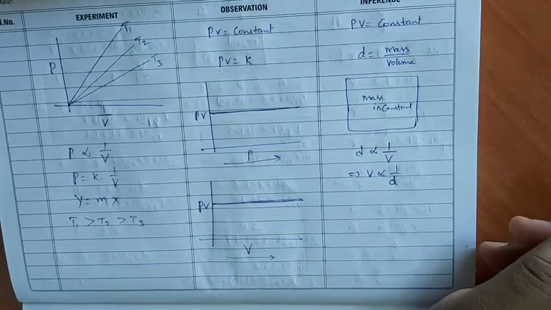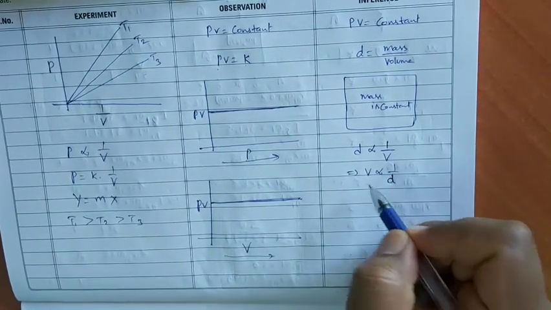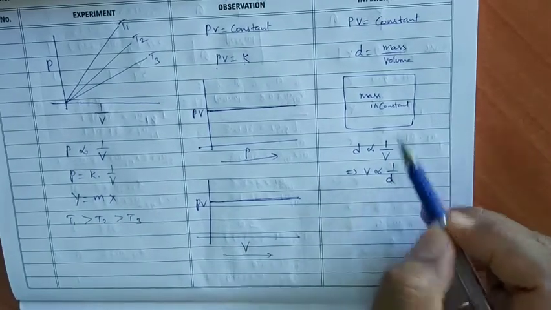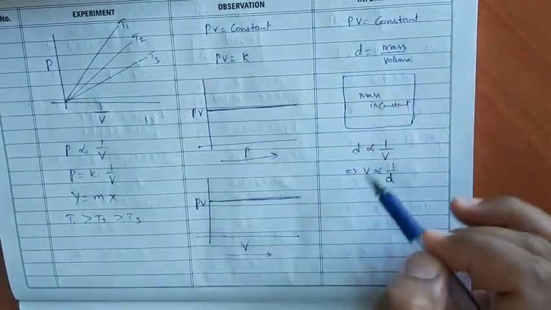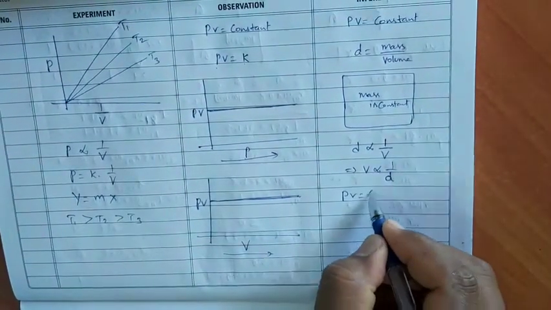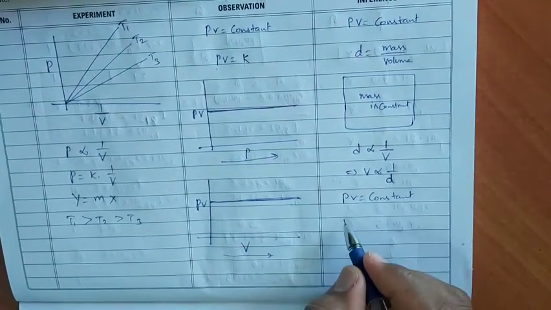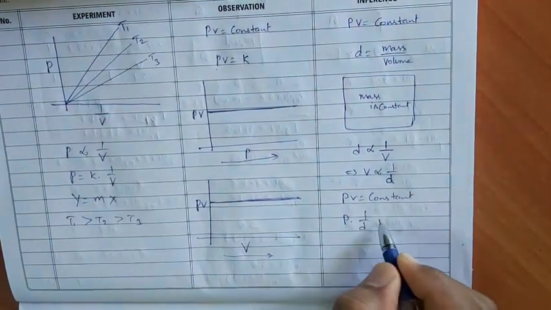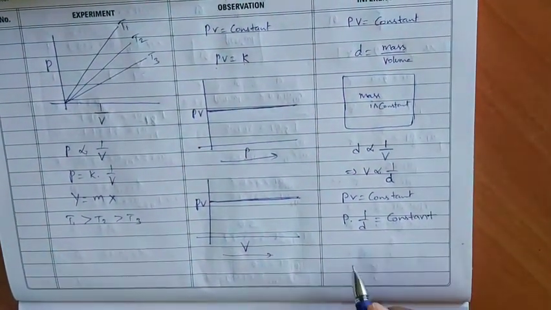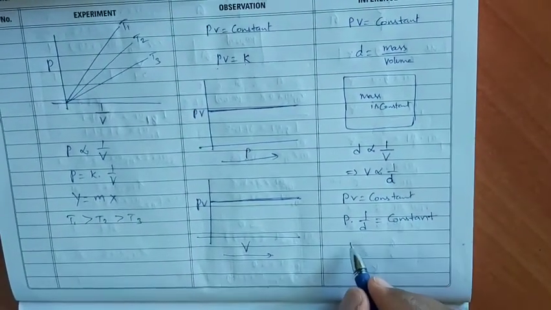I hope you are clear. This volume I brought this side, density I have sent that side. Volume is directly proportional to 1 by D. Then what is the relation between volume and density? Volume is inversely proportional to density. So from PV is equal to constant, we can write instead of V, 1 by D. P into 1 by D is equal to constant.